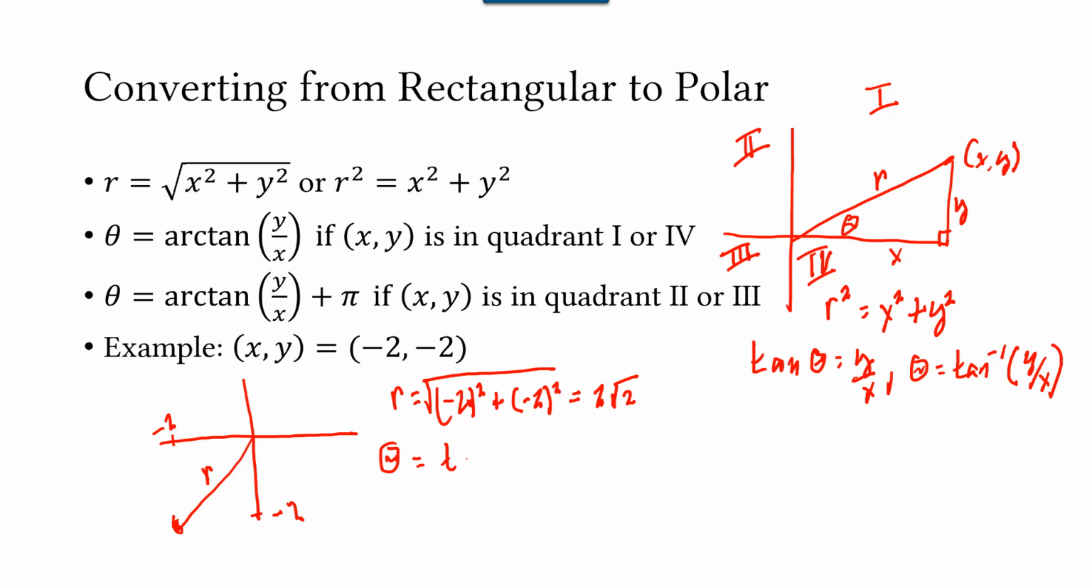The theta will be the inverse tangent of minus 2 over minus 2. And here we see why we get a difficulty with inverse tangent, because the minuses cancel, and I get the same result I would get if I just took the inverse tangent of 1, and the inverse tangent of 1 is pi over 4. But pi over 4 would put me here.